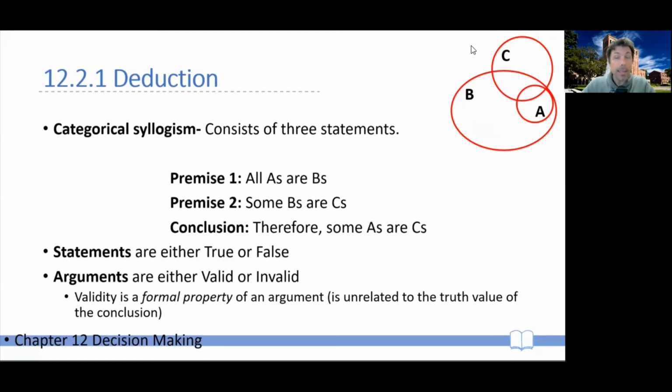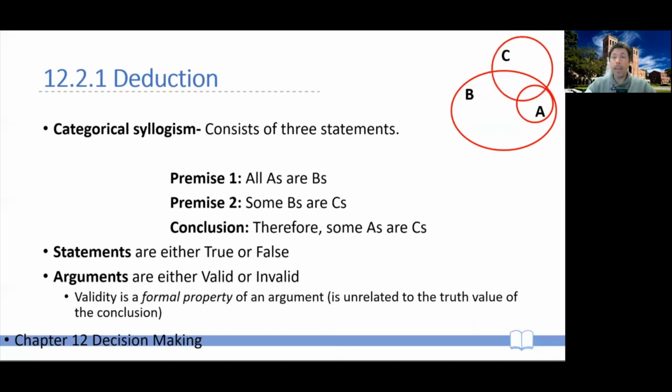And notice, it doesn't mean that it does not follow. It just means that you can't tell. The conclusion could follow from the premises if this were the circumstance, but it's not necessarily the only thing that could happen. It could also be that it's like this, and therefore the conclusion doesn't follow from the premises. Let me give you an example just to make this a little more concrete and maybe more understandable.